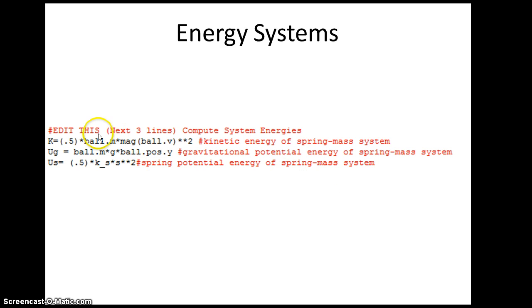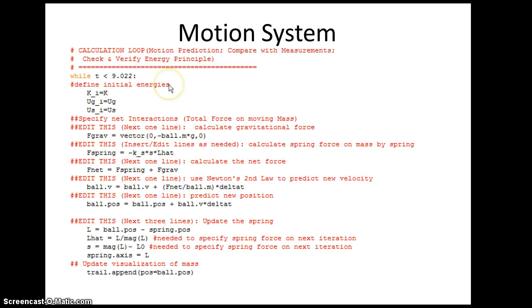In the energy system, we know that we have kinetic energy, the gravitational potential energy, and the potential spring energy. The while loop is set for the motion of the system. The initial energies are set to the variables that are used later on. The gravitational force has mg in the negative y direction. The spring force is Hooke's law. Fnet is found by adding the two forces together and is later used in Newton's second law.